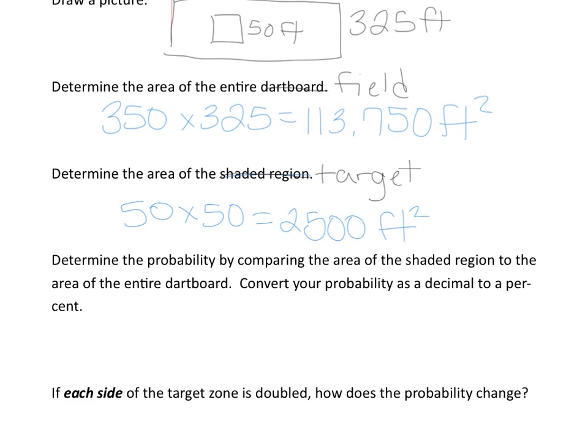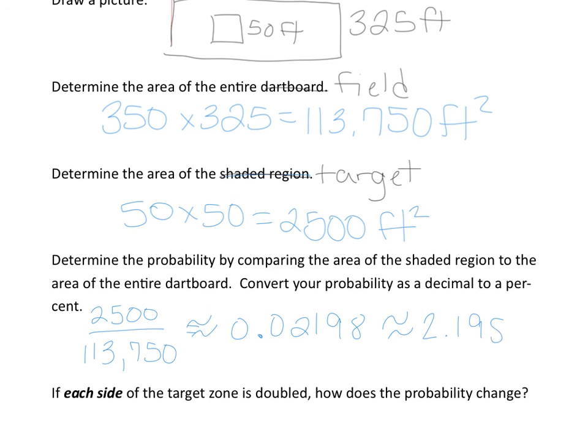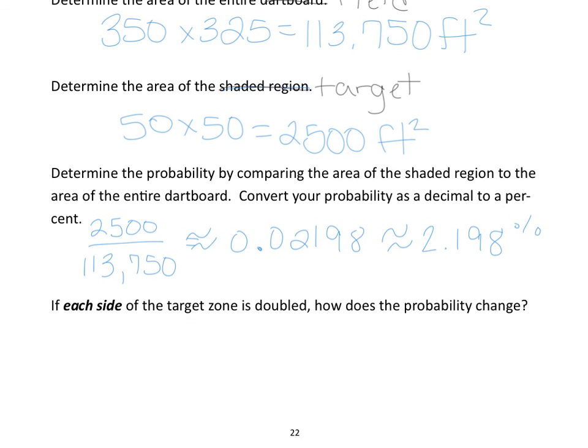And we're asked to determine the probability by comparing the shaded region to the not shaded region. So we're comparing 2,500 to 113,750 feet squared. And once again, we know that it's not going to work out very pretty. So the decimal is approximately 0.02198, which is approximately 2.198%.